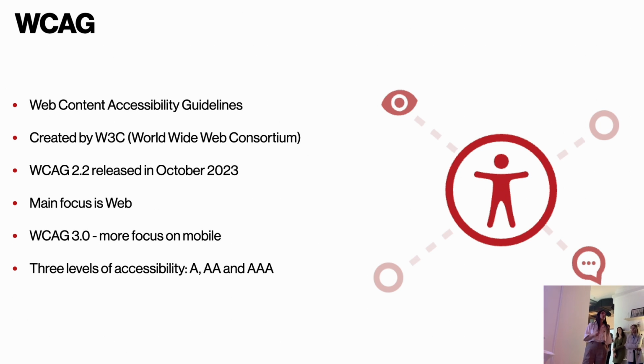But what are some important facts about these guidelines? The first very important thing is that they're mainly focused on the web, as you can see from their title, Web Content Accessibility Guidelines.